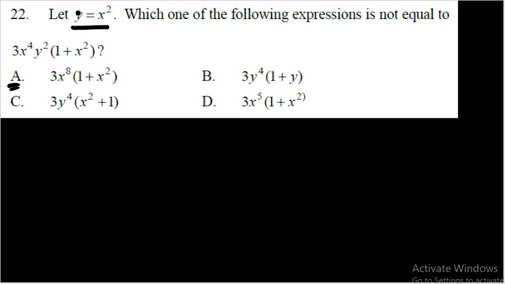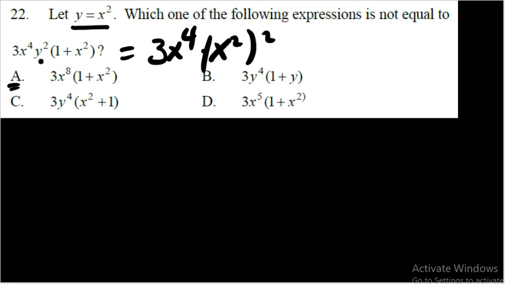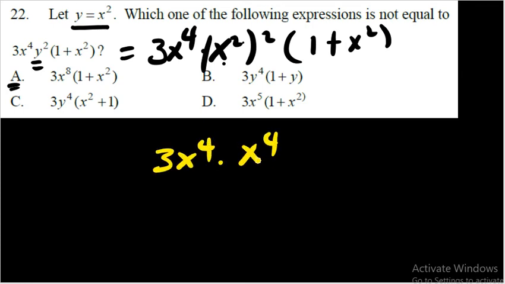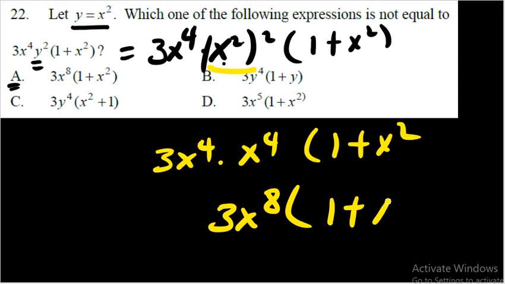So let us substitute x squared in place of y. So this is the same as 3x to the power of 4 times y squared. y by itself is x squared. So x squared squared. In place of y, you can replace x squared, then into 1 plus x squared. So x squared squared means the exponents will be multiplied. So it's going to be 3x to the power of 4 times x to the power of 4, because x squared squared. Then in bracket 1 plus x squared we do have. This means 3x to the power of 8 in bracket 1 plus x squared remains. So the answer is going to be A.